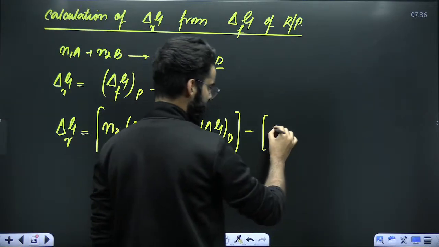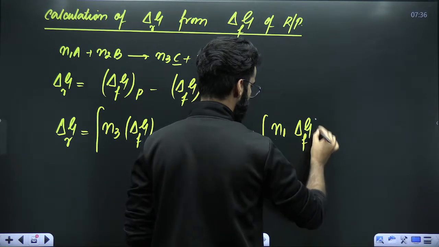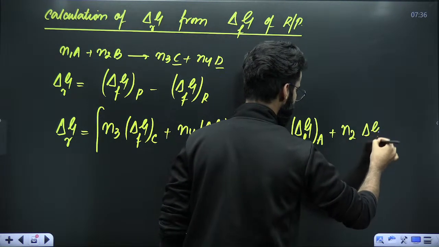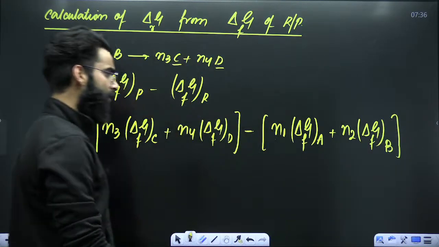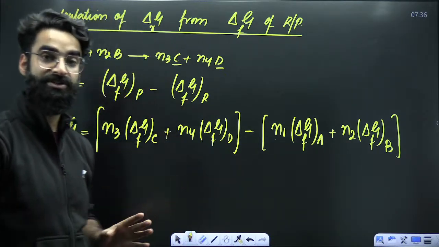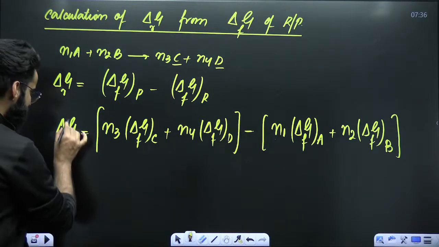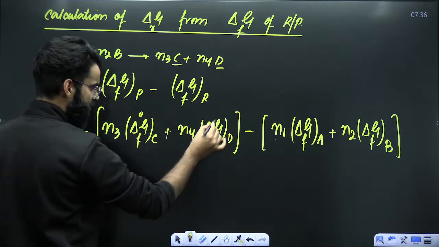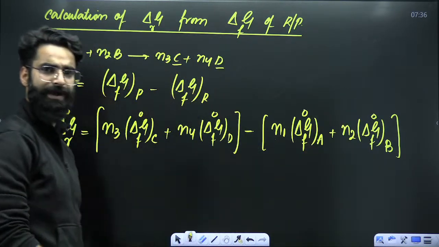Minus free energy of formation of reactants. Reactants are your A and B. So first of all, start with n1 multiplied by free energy of formation of A plus n2 multiplied by free energy of formation of B. Right? This is how you calculate the Gibbs free energy change of the reaction. Now, you can write it under standard conditions as well. Standard Gibbs free energy of the reaction is equal to the standard free energy of formation of all these reactants and products, right?